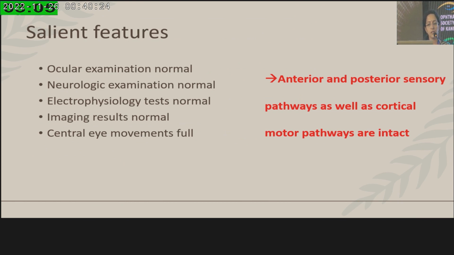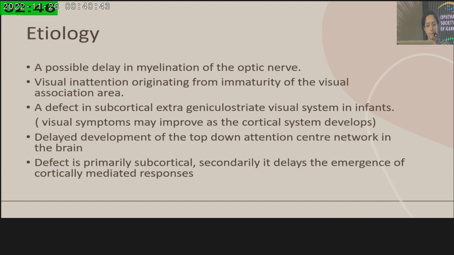Normal ocular, neurologic, electrophysiology tests all would appear normal. Imaging results would be normal. Central eye movements would be normal. VOR, the vestibulo-ocular reflex, would be preserved. So these imply that the anterior and posterior sensory pathways as well as the cortical motor pathways are intact in DVM.